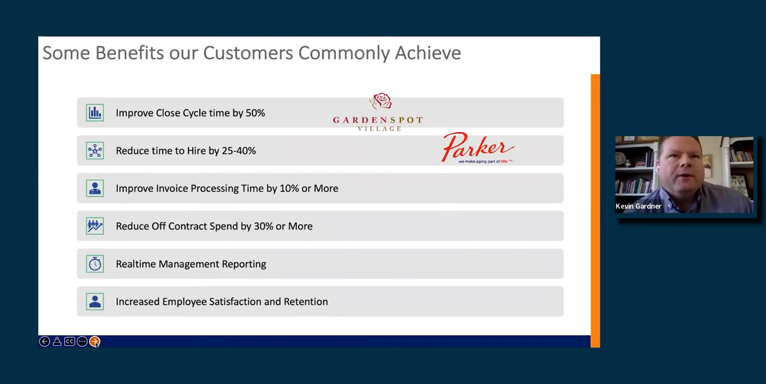And one of the other areas that you'll see as we talk here is that recruitment process, leveraging a talent pool and keeping these possible candidates from ghosting you.